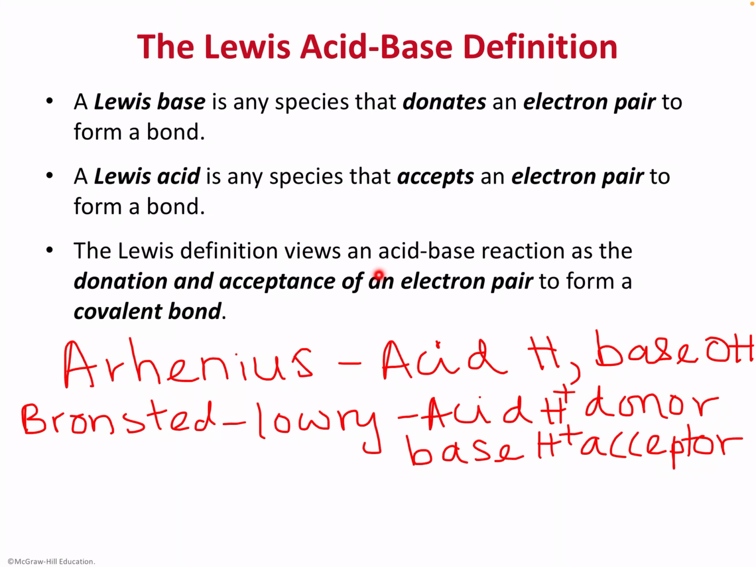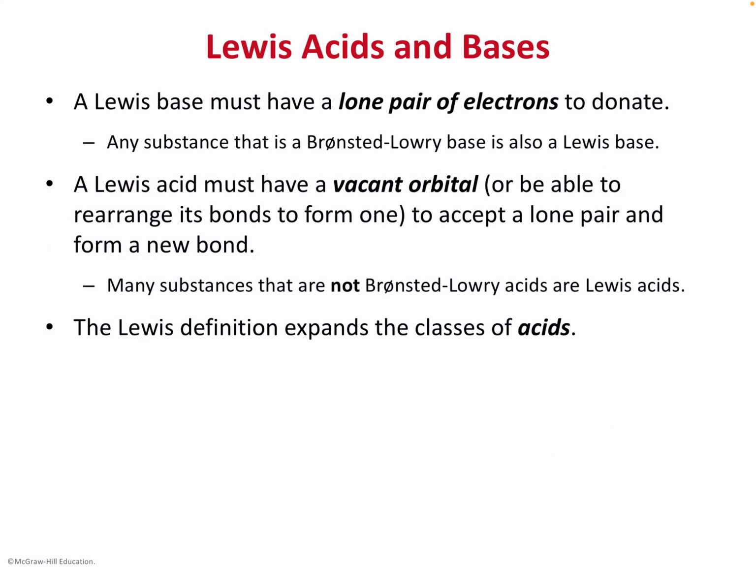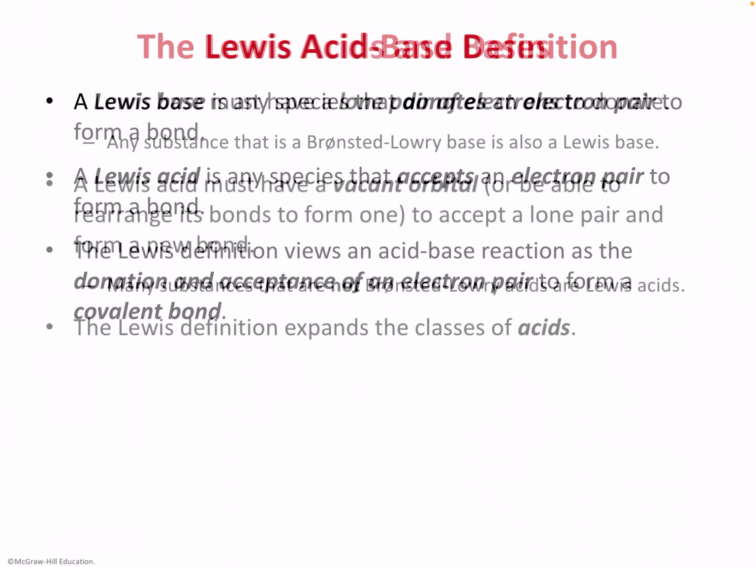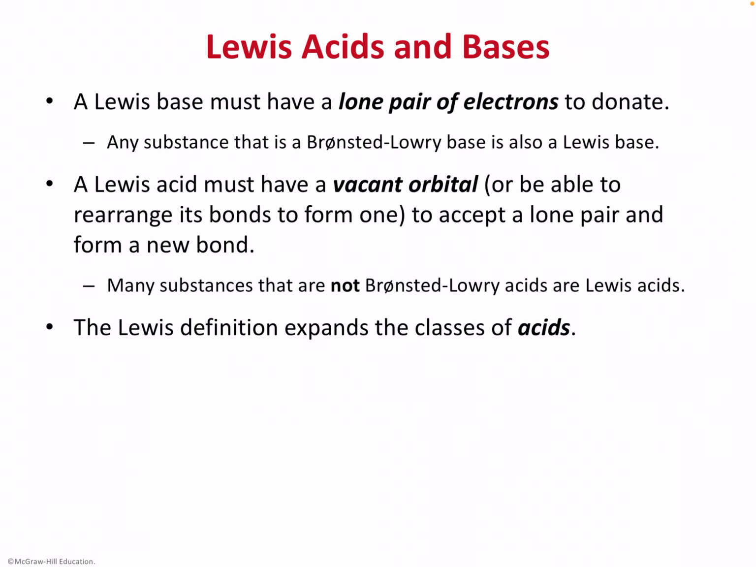So the Lewis definition views acid-base reactions as the donation and acceptance of an electron pair to form a covalent bond. A Lewis base has a lone pair of electrons to donate. So any substance that is a Bronsted-Lowry base is also a Lewis base. If you remember the Bronsted-Lowry concept, a base is a proton acceptor, right? In order to accept a proton, it needs to have a lone pair of electrons.